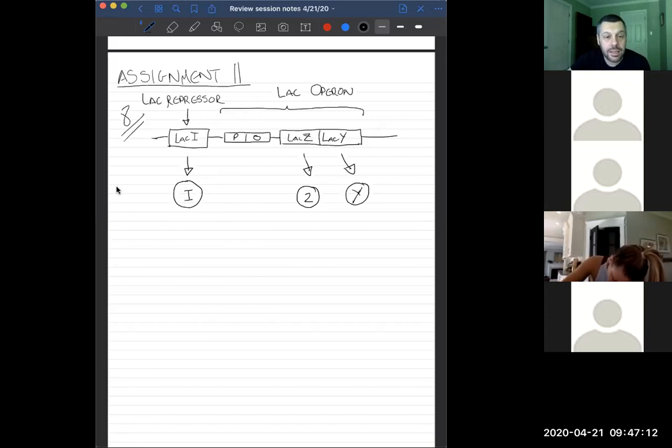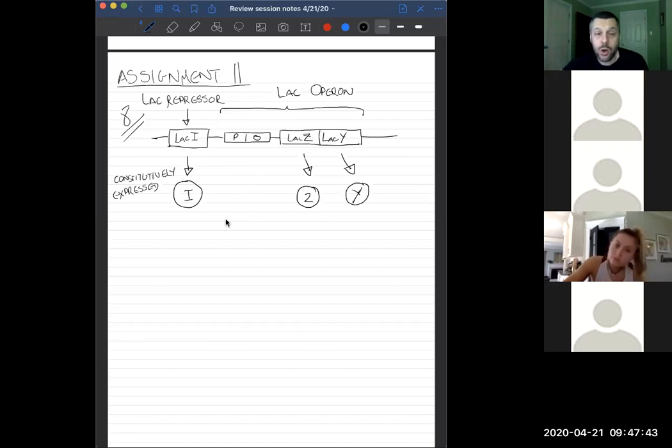Lac I is constitutively expressed, so there's no regulation, and that's really important. So that's not regulated in any way, shape, or form. It's just made all the time. And of course, Lac I is key to understanding how this operon works.